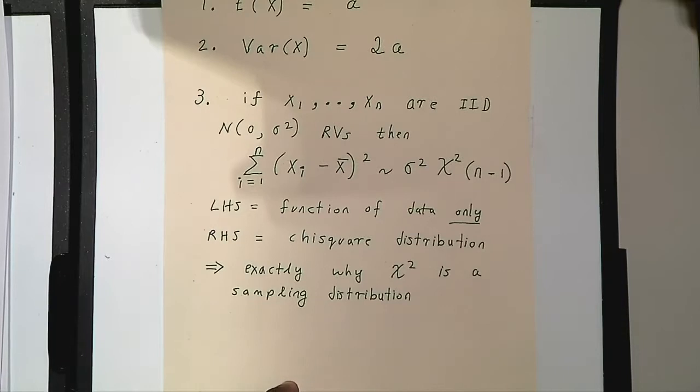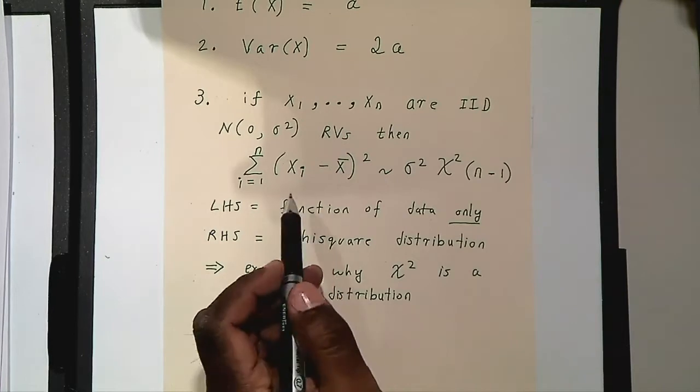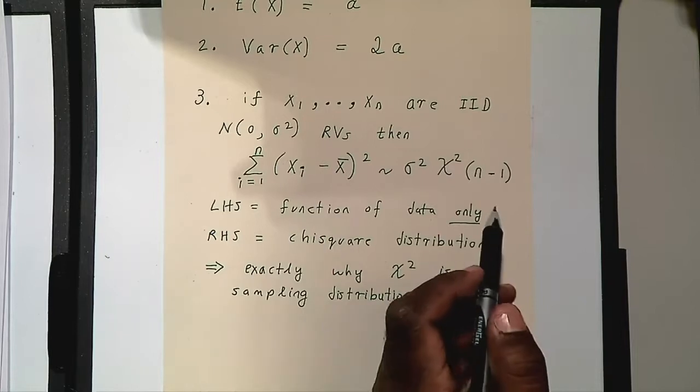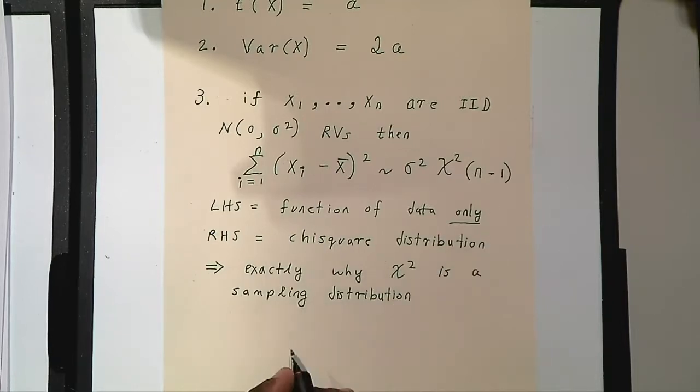Remember at the beginning, a few minutes ago, I said to you that a sampling distribution is a distribution that's a function of the data only, right? And what you see here on the left-hand side is a function of the data only, and that follows the chi-square distribution. That's exactly why the chi-square distribution is a sampling distribution, because any distribution that arises as a function of the data only is a sampling distribution. This is the reason why chi-squared is a sampling distribution. Okay?